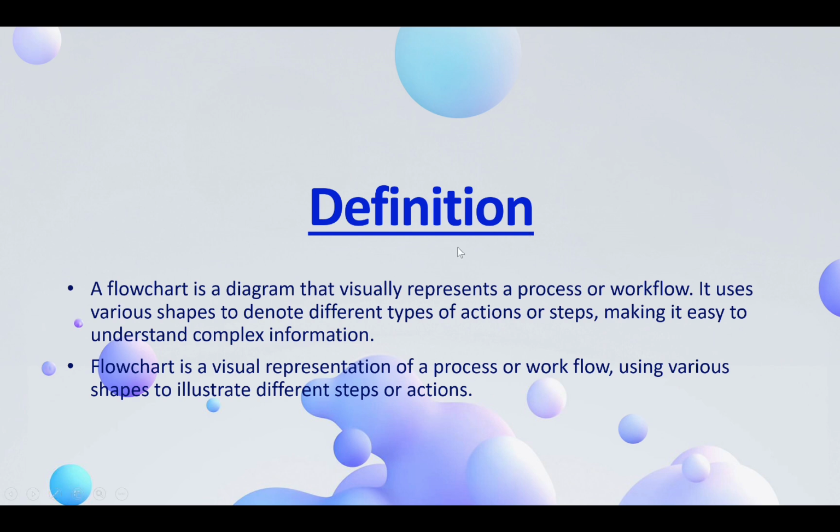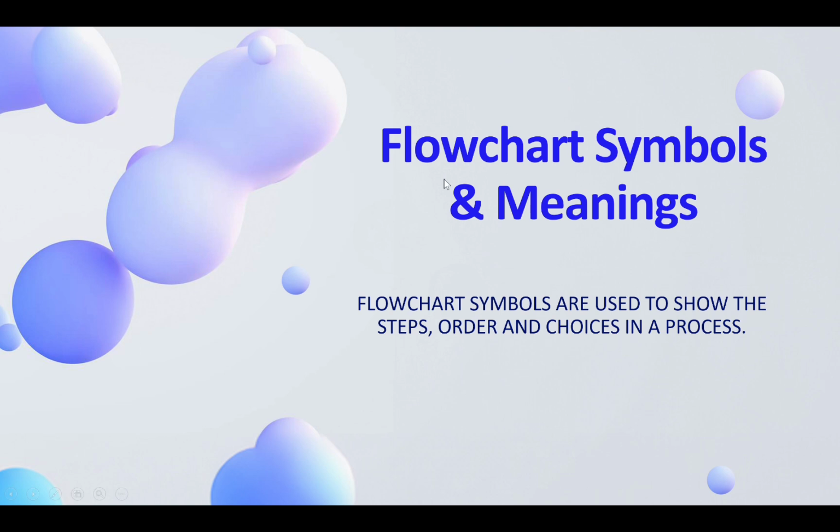A flowchart is a diagram that visually represents a process or workflow. It uses various shapes to denote different types of action or steps, making it easy to understand complex information. And the simple definition of the word flowchart is a visual representation of a process or workflow using various shapes to illustrate different steps or action. So now let's move to the second point, which is about flowchart symbols and meanings.